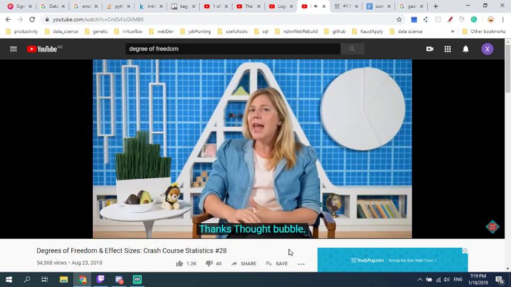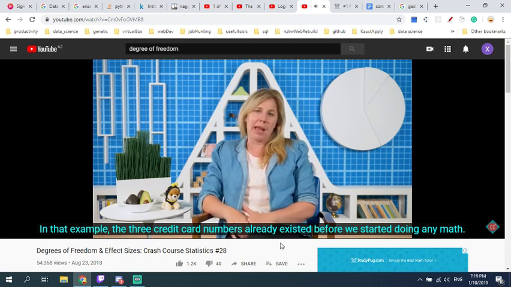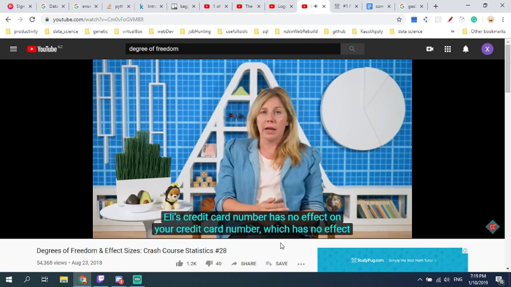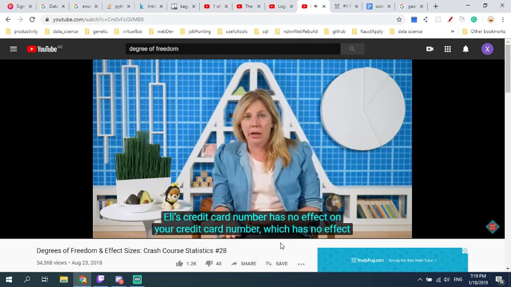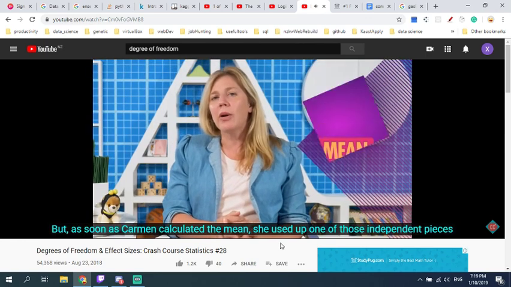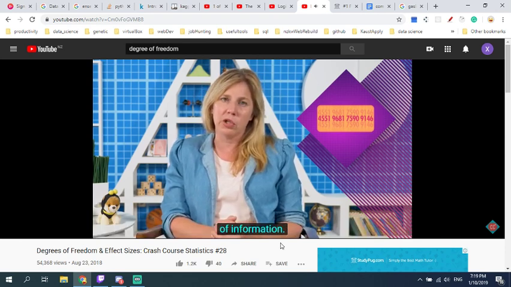Thanks, Thought Bubble. In that example, the three credit card numbers already existed before we started doing any math, and they are three independent pieces of information. Eli's credit card number has no effect on your credit card number, which has no effect on Carmen's, and so on. But as soon as Carmen calculated the mean, she used up one of those independent pieces of information.